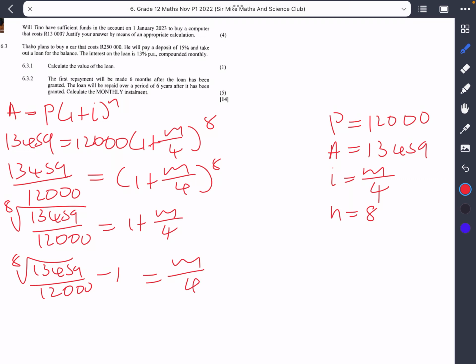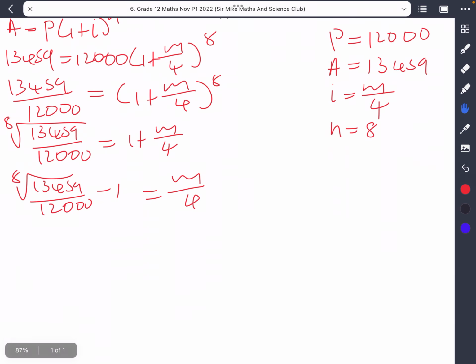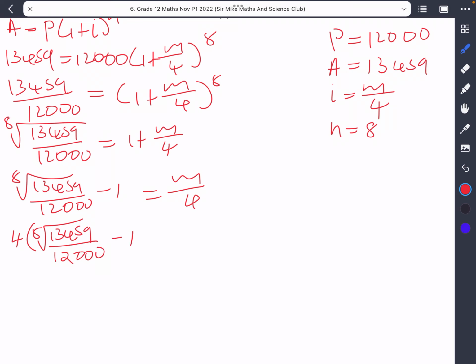Then next I would just take the 8th root. So I would have the 8th root of 13,459 divided by 12,000, which would be equal to 1 plus M divided by 4. Next I would transpose that 1. So I would have the 8th root of 13,459 divided by 12,000, minus 1, which would be equal to M divided by 4.